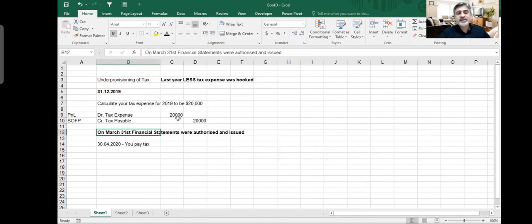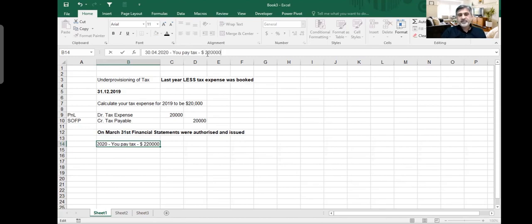And we included in that 20,000. We kept 30,000 in mind. But then on 30th of April 2020, we are actually paying the tax, and we pay tax as 22,000. We found out that our tax liability, and this is the tax liability for 2019, was 22,000. So now this is the case of under provisioning.